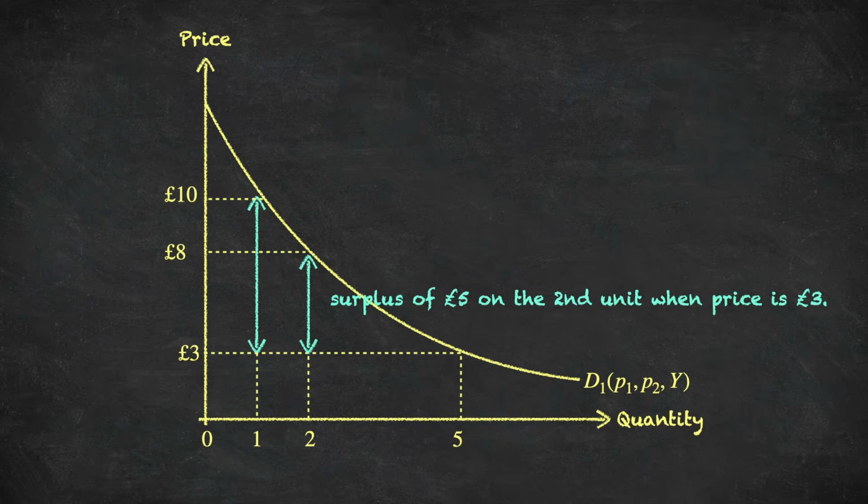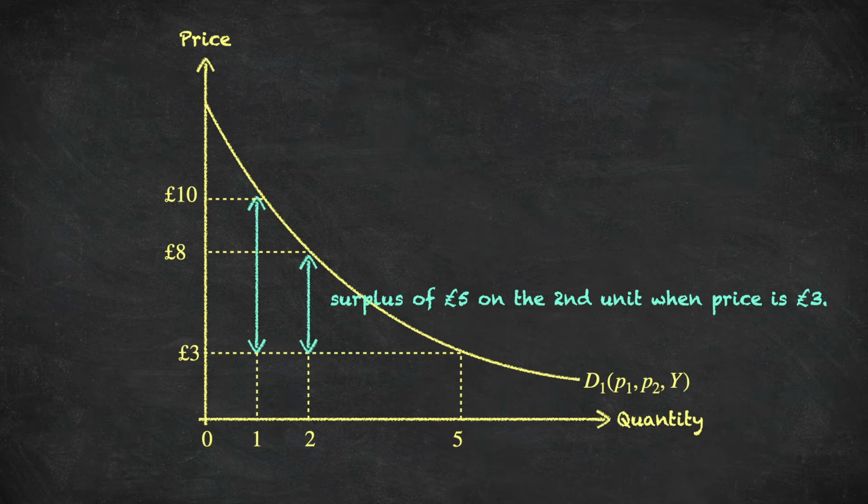Here I've labelled another unit and just added values to say, well, if the price were £8 in this case, the consumer would have been willing to purchase 2 units. If I would have been willing to pay £8 for 2 units, but I'm only paying £3 for each unit, then on the first unit I'm making a surplus of £7, and on this second unit I'm making a surplus of £5. I could continue going through these surpluses, adding up for each unit.